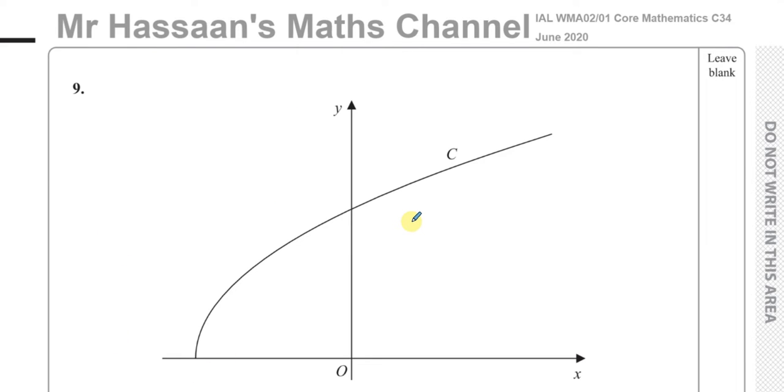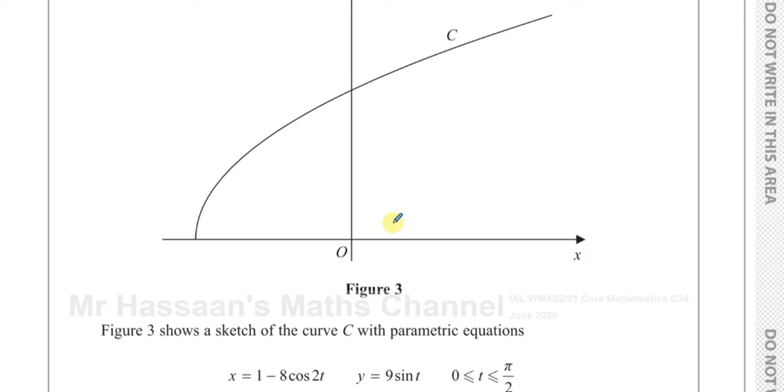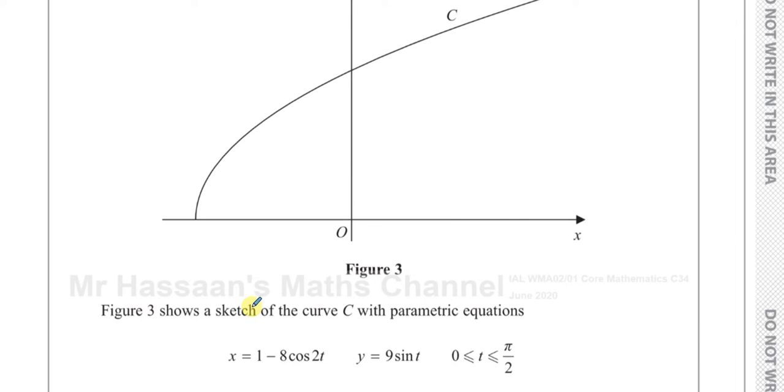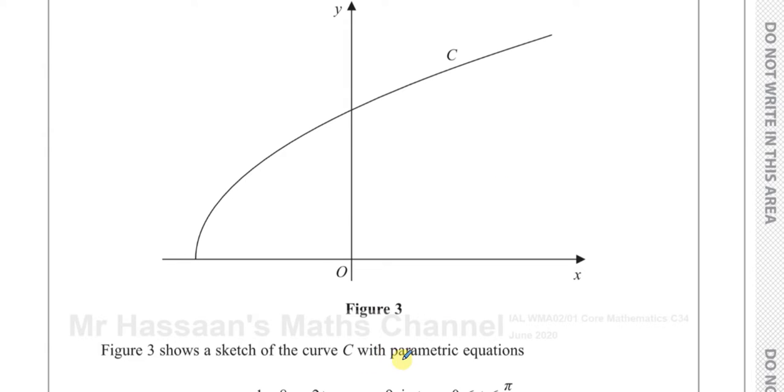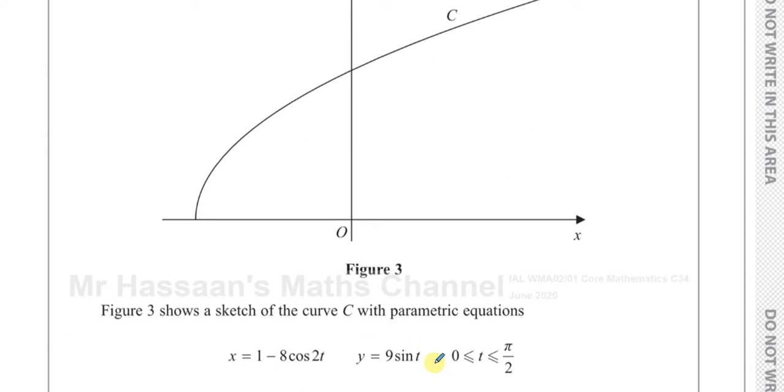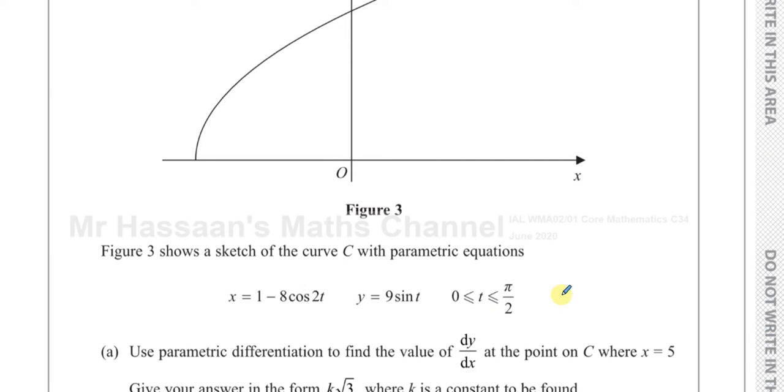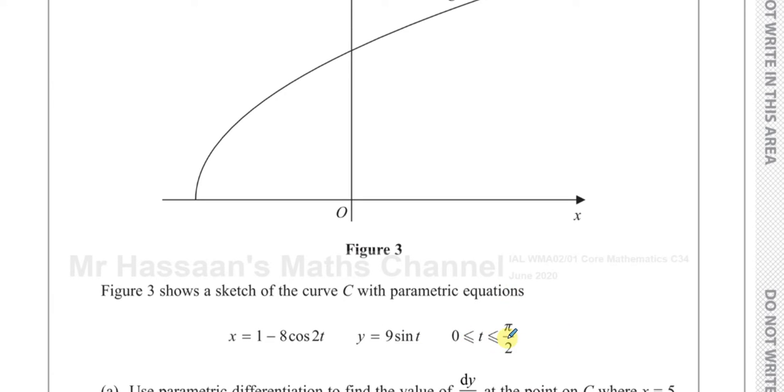So this question is telling us that figure 3 shows the sketch of a curve called C, and it's given us the parametric equations which define that curve. So it's defined as x equals 1 minus 8 times cosine 2t and y equals 9 times sine t, and t is between 0 and pi over 2. That's the range, the domain of this in terms of t.